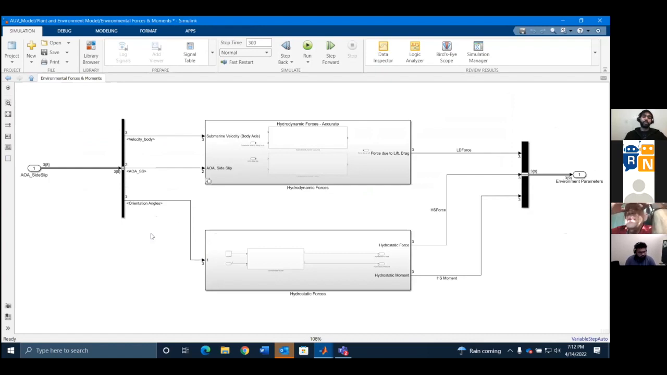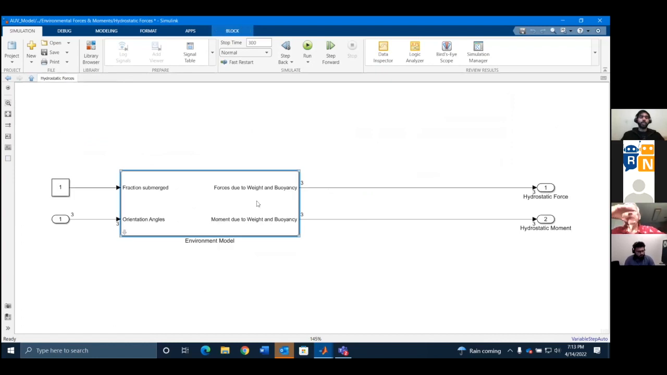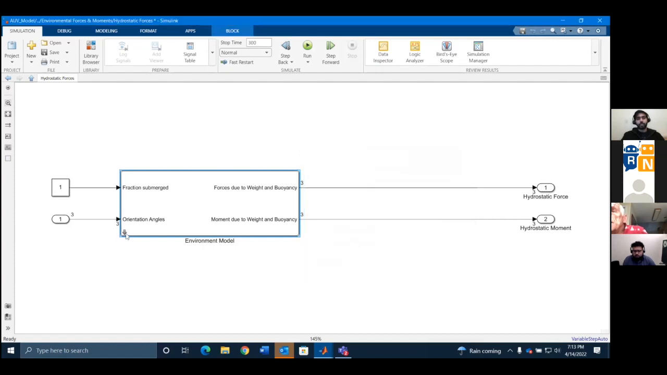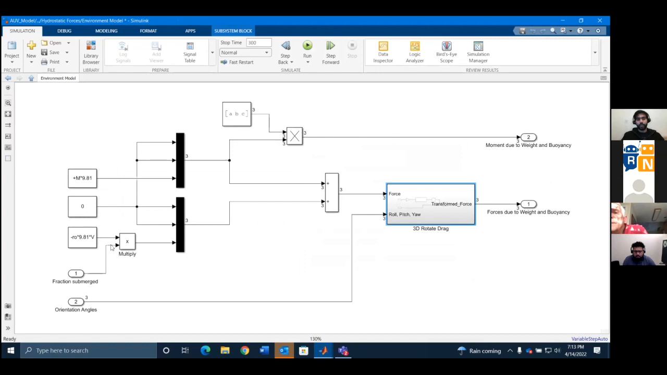As mentioned previously, there are two kinds of environmental forces. The first one is your hydrodynamic force, and the second one is your hydrostatic force. Hydrostatic forces are constant. Buoyancy and weight are constant. Here you can specify the density of water, the density of the environment, so let's say you have seawater or normal river water, you can specify the density accordingly. Then the volume of your submarine, the mass of your submarine, and the distance between the center of gravity and center of buoyancy. For this model, the center of gravity and center of buoyancy are the same. And this is how we have computed the buoyancy and drag.